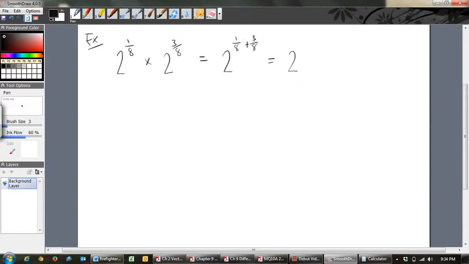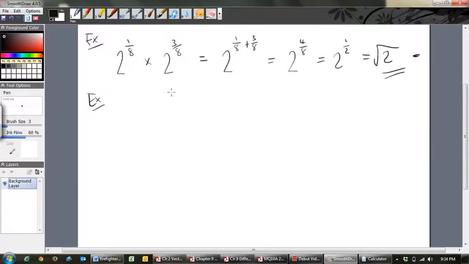which is 2 to the... what's 1/8 plus 3/8? Well, it's got the same base, so all you need to do is add the top. So that's 4/8, which is 2 to the power half. What is 2 to the power half? That's the square root of 2, and that's your answer there. That's the nicest answer. Don't go to 1.414 putting it in your calculator. This is the nice answer. Accurate, exact.